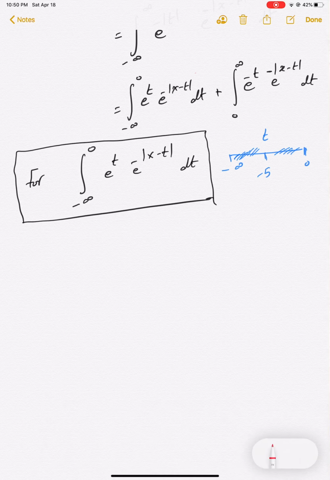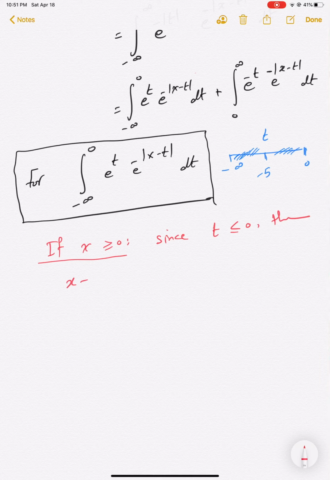So let's do some coloring to distinguish the stuff. If x was positive, let me start with the easier case. Again I'm doing the integral from negative infinity to 0, so the t values in this example are less than 0. If t is less than 0, then we are assured that x minus t is positive, right? Because x is positive, a positive minus a negative number is for sure positive. So in that case, the absolute value of x minus t is just x minus t, right?